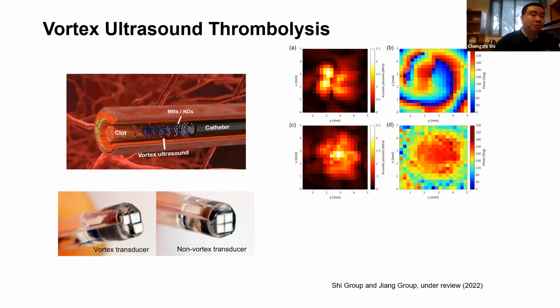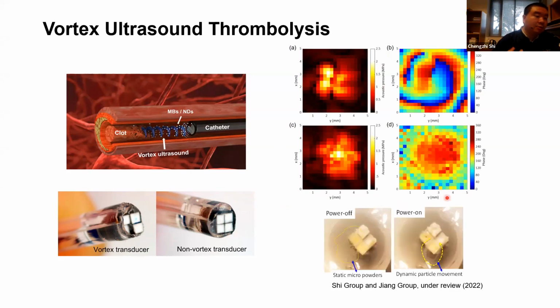You can see for the Vortex ultrasound, we can see this kind of spiral pattern in the phase. But for the traditional endovascular ultrasound, we just see this Gaussian wave pattern. Okay. And also we tried to see if this Vortex ultrasound can induce the shear flow. When the power is off, we put the aluminum powder into the water, and you just see random Brownian motion for the aluminum powder. But when the power is on, you see this shear flow, indicated by this aluminum powder here.